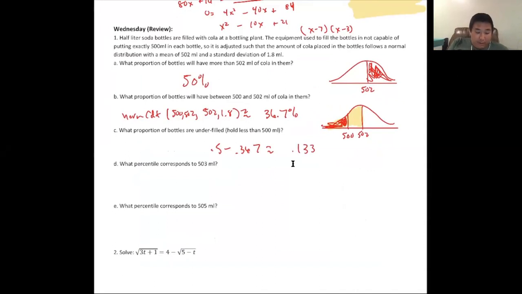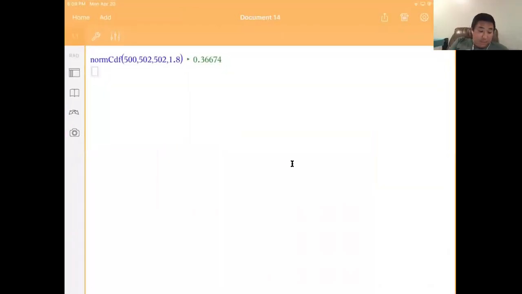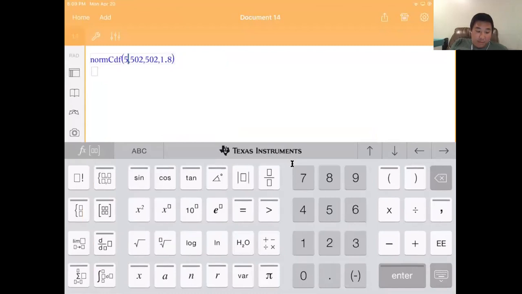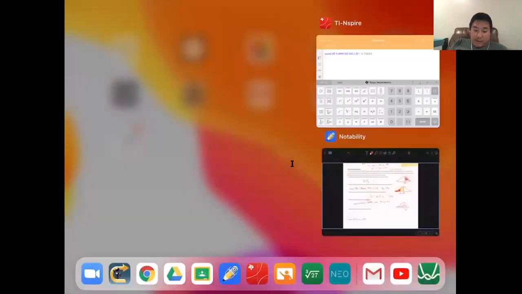What percentile corresponds to this number? So you're going to do normCDF negative 9E999 comma 503 comma 502 comma 1.8, and that finds you the area to the left of 503, which is your percentile. Negative 9 E is right here, 999, 503. Under the 71st percentile.